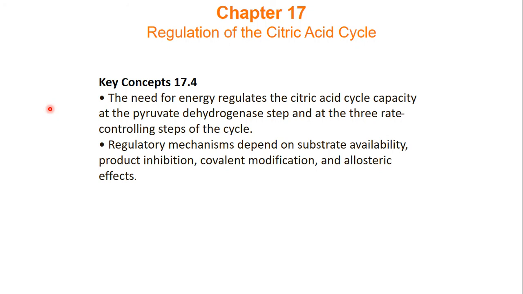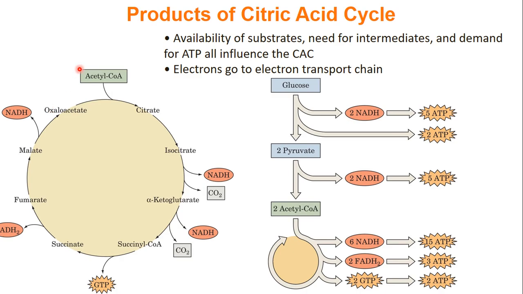In this video, we're going to look at regulation of the citric acid cycle. To keep the citric acid cycle running, the cell can do a few things to modulate the flux. These are the availability of the substrates, the cell's need for different intermediates, and demand for ATP. All these will go into how fast the citric acid cycle is running.